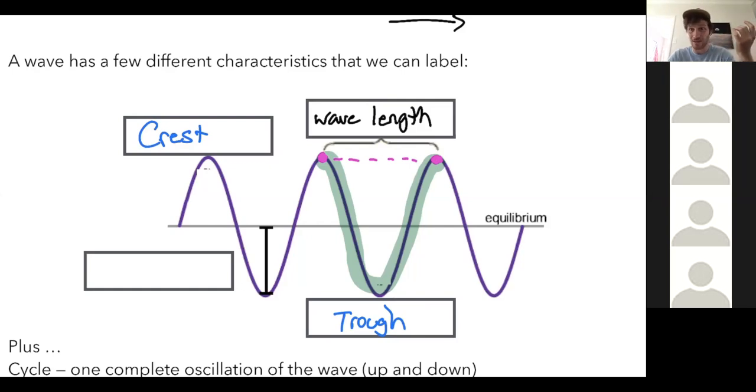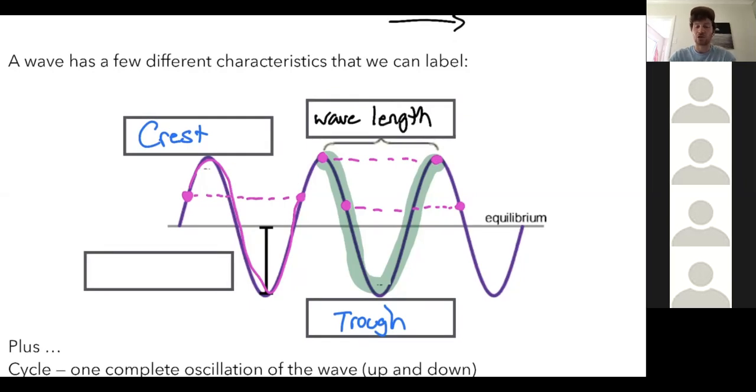But it doesn't even have to be from crest to crest or trough to trough. It can literally be anywhere. We can look at right here. This point, go up, down, come back to this point. That right there is also a wavelength. We can do the same thing over here. We can start here, go up, down, and come back to the exact same spot, and that is also one complete wave. Those are all exactly the same distance, called the wavelength.